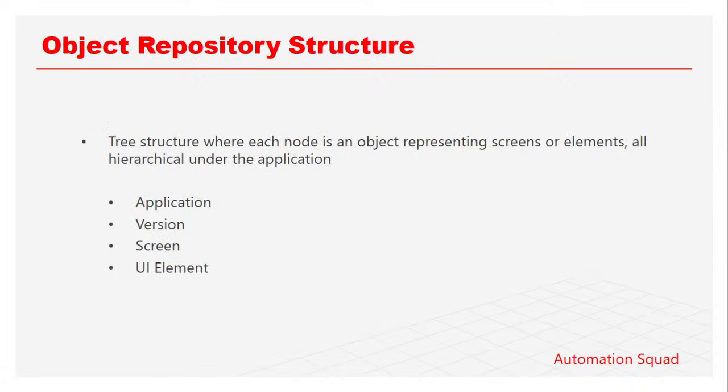So coming to the structure here, this entire object repository looks like a tree structure. Tree in the sense we will be having nodes here. So this is the hierarchy. There will be a top level thing called application, where application will be having a name, and along with that we will be having a version. In that we can define n number of versions.